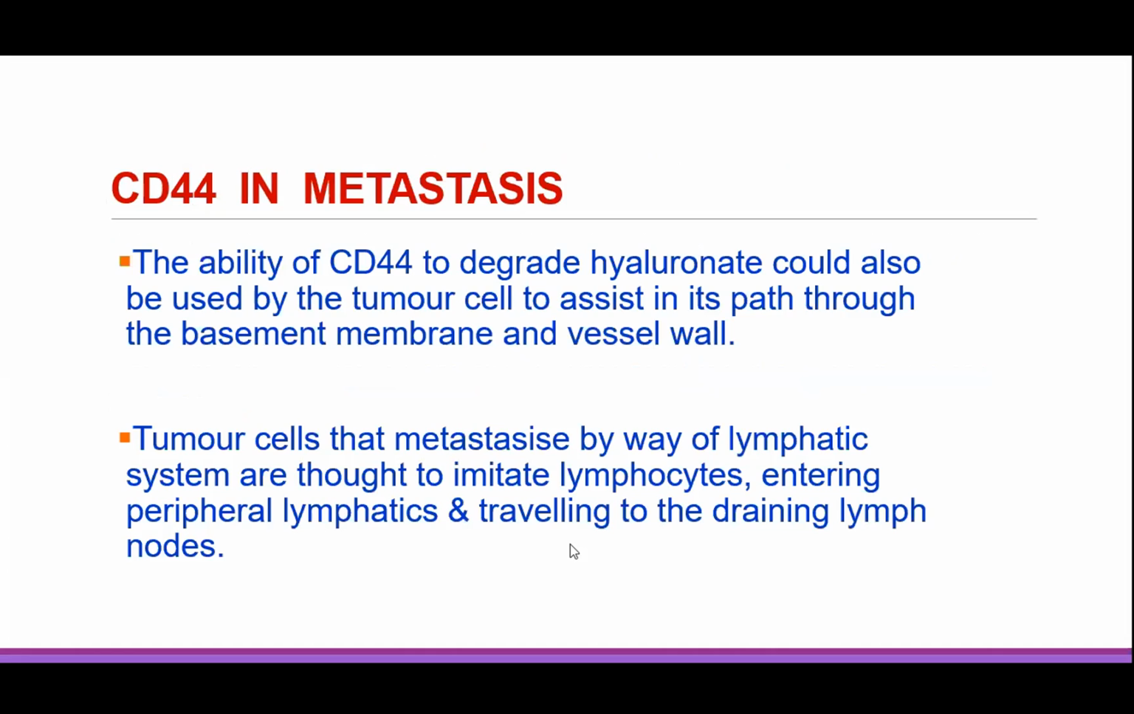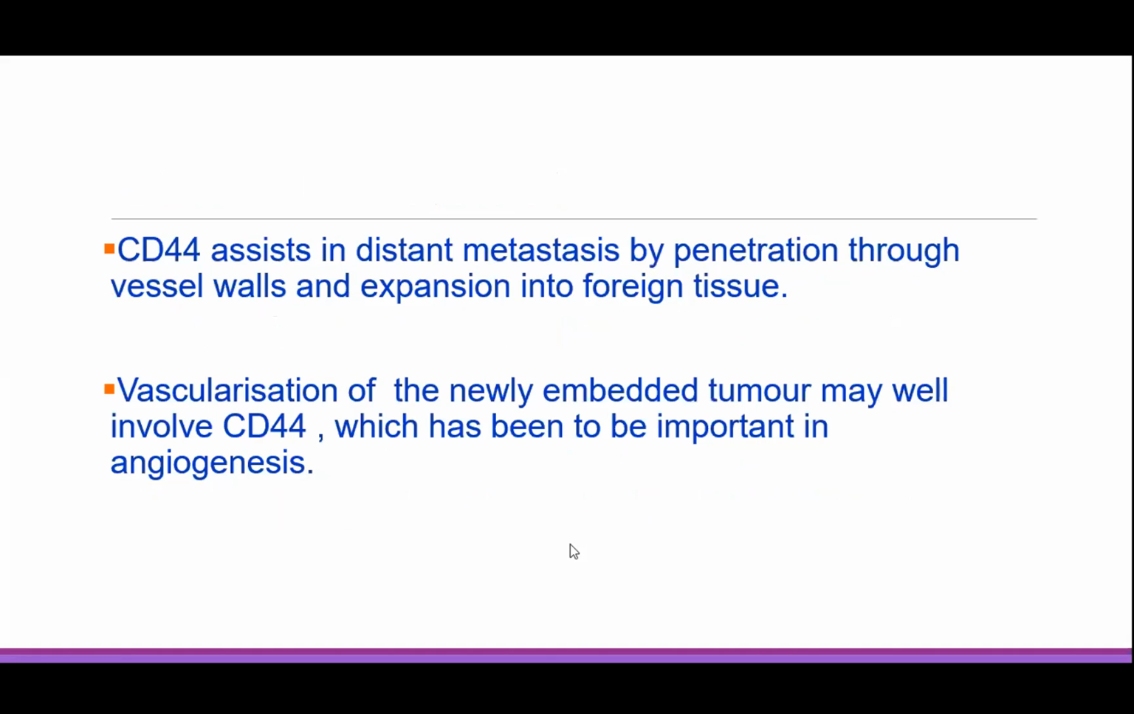The ability of CD44 to degrade hyaluronate could also be used by tumor cells to assist in its path through the basement membrane and the vessel wall. The tumor cells that metastasize by way of the lymphatic system are thought to imitate lymphocytes entering peripheral lymphatics and traveling to the draining lymph nodes. CD44 assists in distant metastasis by penetration through vessel walls and expansion into foreign tissue. Vascularization of newly embedded tumor may well involve CD44, which has been shown to be important in angiogenesis.